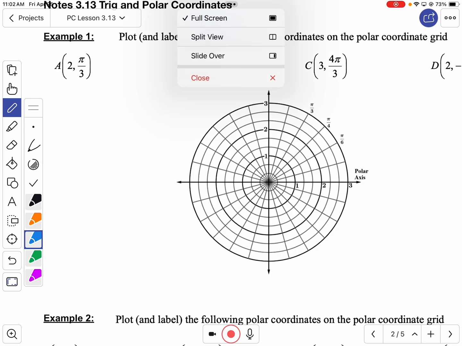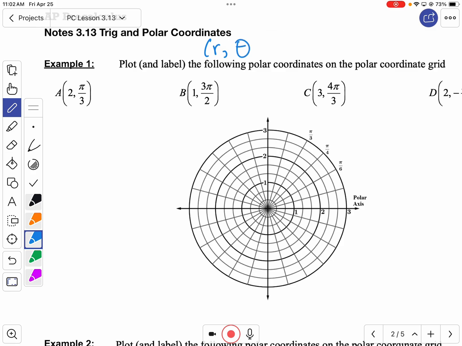R, comma theta. And unlike rectangular coordinates, we do the angle first. So we do it backwards. We're going to do the angle first. So the first thing I want to do is to find where pi over 3 would be from the polar axis. Here's my polar axis.